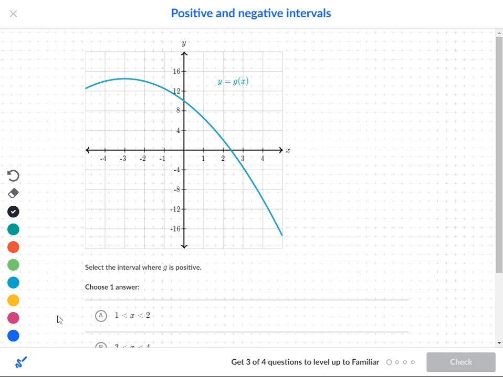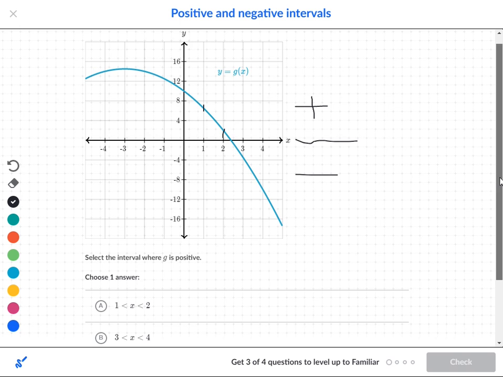Now, on the graph, anything above this line right here in this area is considered to be positive. Anything below this is going to be negative. So anything above the x-axis is positive, anything below the x-axis is negative. If we look at 1 to 2, it goes from here to here, so that's in the positive range.